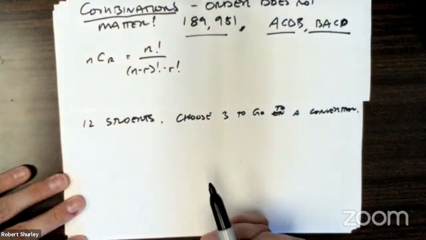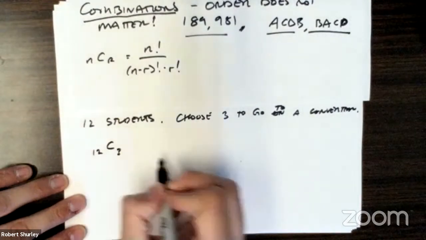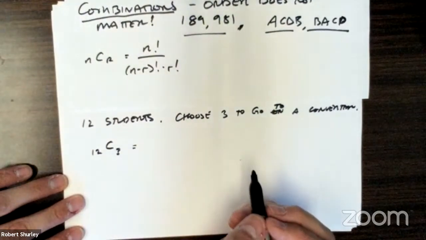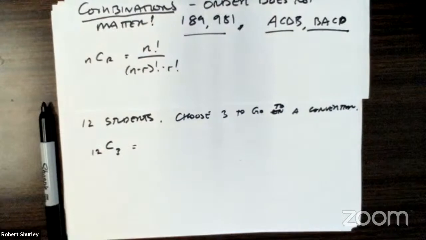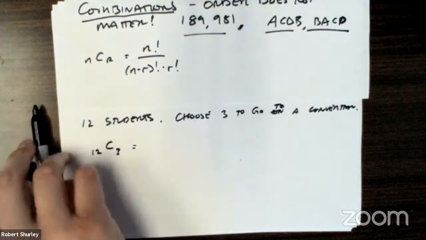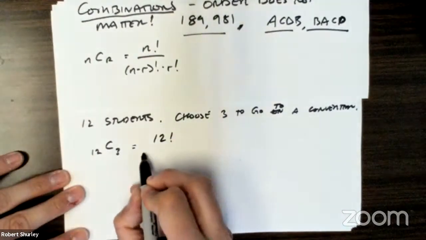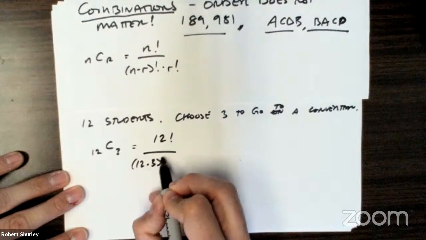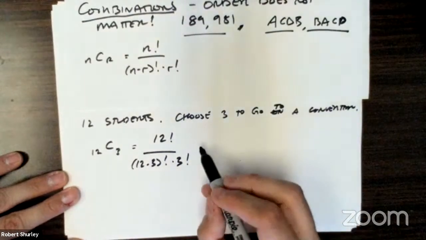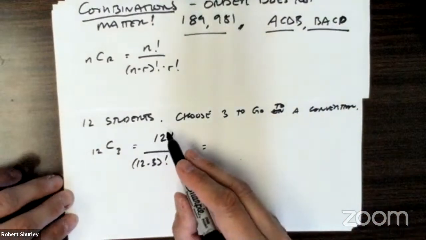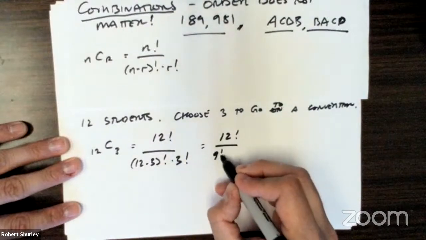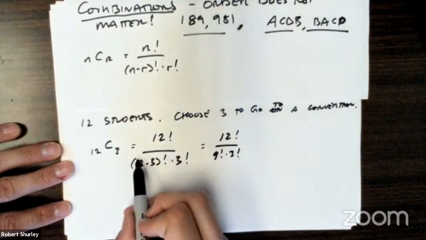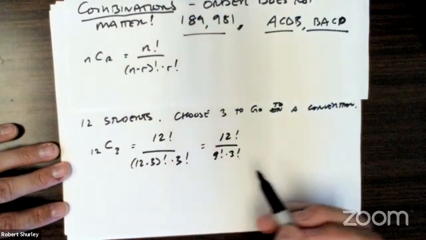So this is going to be a combination. It would be 12 combination 3. The question is, how many different groups of 3 children could we send? So it's going to be 12 factorial over 12 minus 3 factorial times 3 factorial. And look, this will cancel out. We're going to cancel the first part the same way we did before. 12 factorial over, now this is going to be 9 factorial times 3 factorial, because 12 minus 3 is 9.